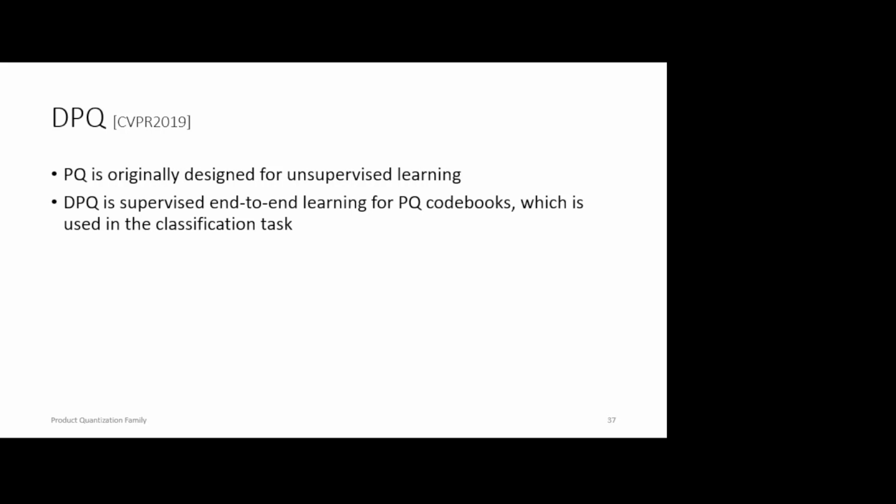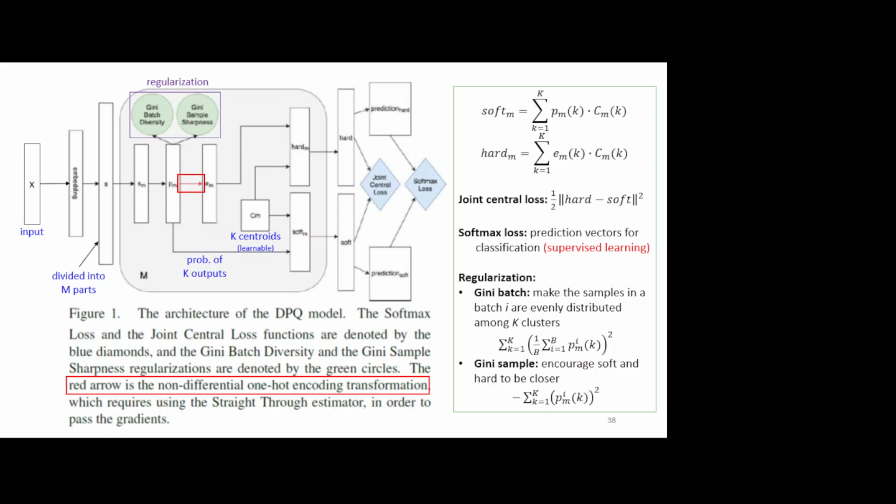Okay, so maybe it should not be called a breakthrough of PQ, but they try to give another direction by using PQ to do the classification task. Classification is actually supervised learning. So if you have label information, why not use supervised learning to make the PQ learn a better codebook? Okay, so the general architecture is displayed here.